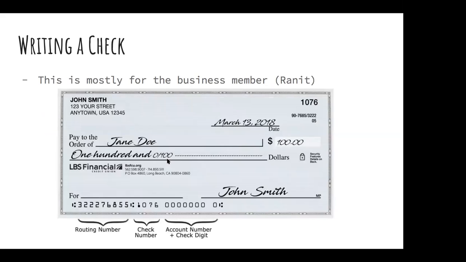So last thing, this is mostly for Ronit, I think, if he's still main business member, but it's just how to write a check, because there's a specific way to do it, and if you don't do it correctly, it could just not go through. So you want to make sure you have the date. You can write it out like this. You can also write it out in just regular form. Like if you were doing March 13, 2018, you could do 03/13/2018. That's fine.